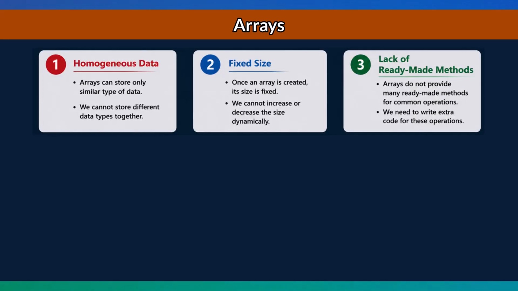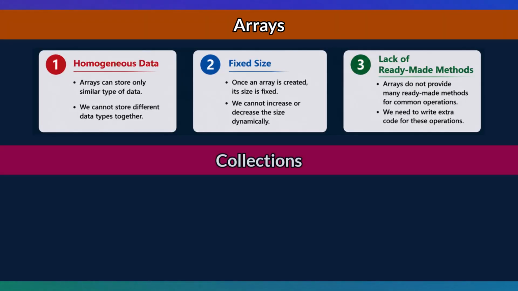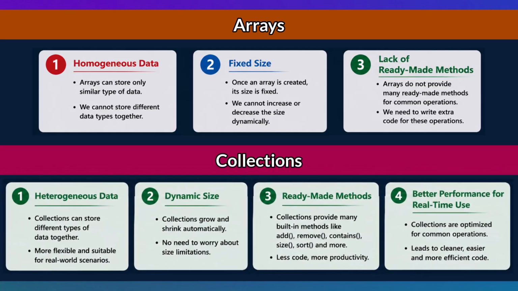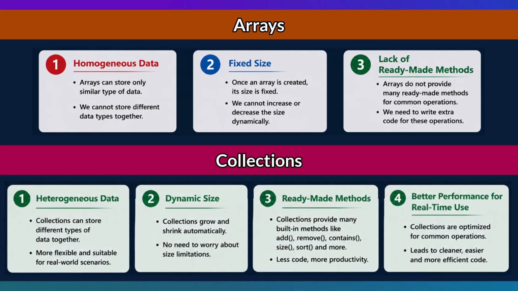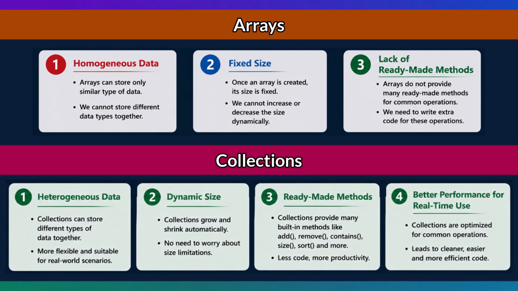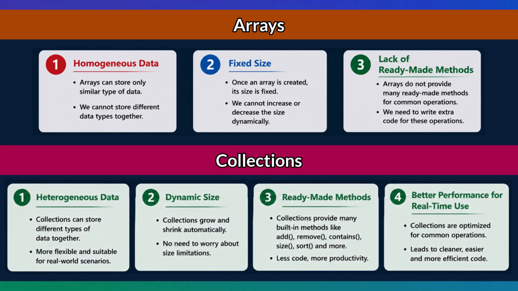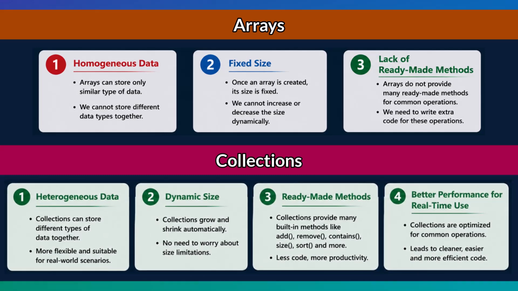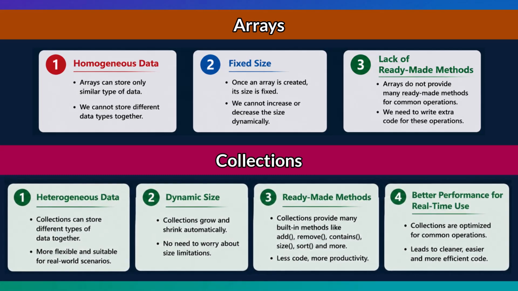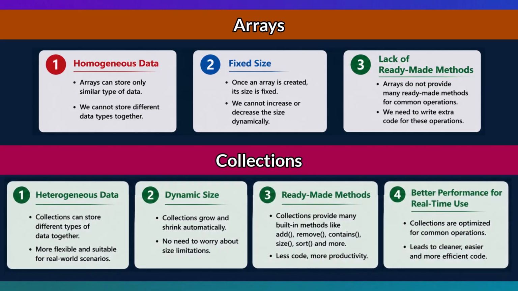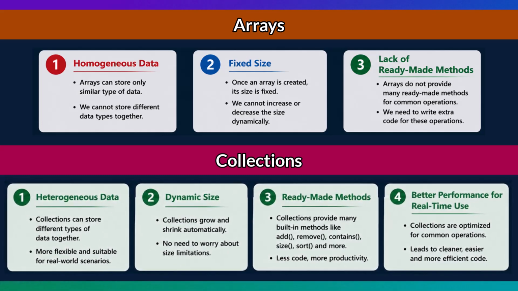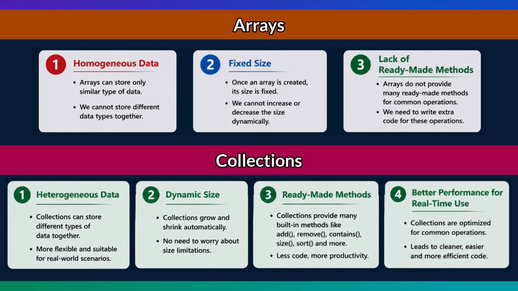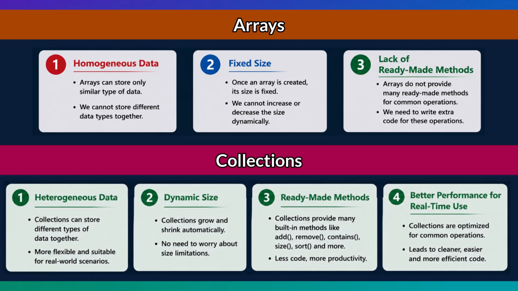So because of all these limitations of the array, Java introduced the collection framework. Collections provide many advantages over arrays: they can store heterogeneous data, they are dynamic in size, that means you can add or delete data from the collections dynamically, and they provide ready-made methods for basic operations like insert, delete, searching, sorting or updating any data in the collection. So these operations are very easy with the help of ready-made methods. In real time, collections are much more powerful than arrays in Java, and that is the reason why collections are heavily used in modern Java applications and automation frameworks as well.